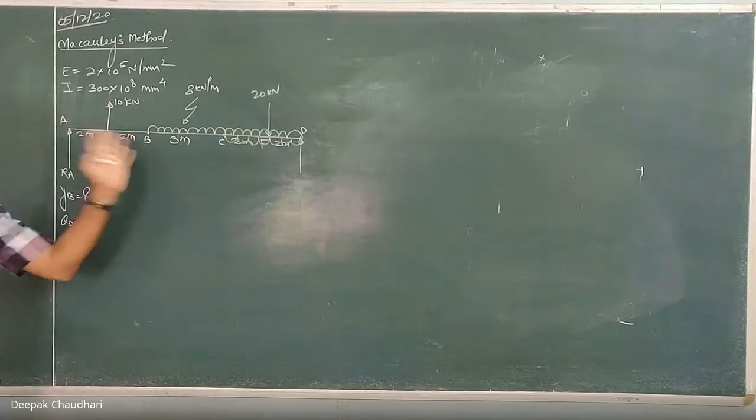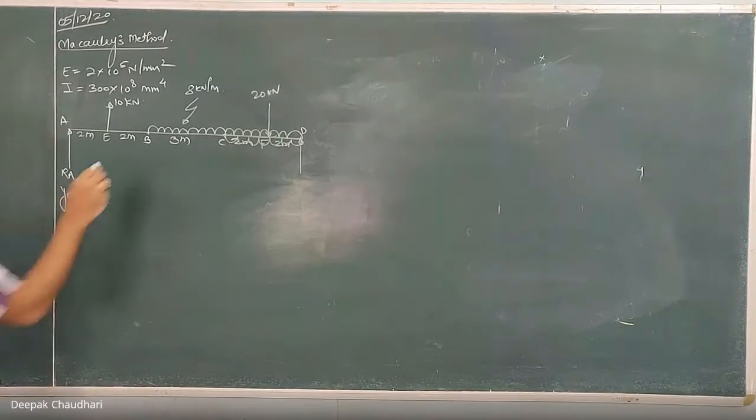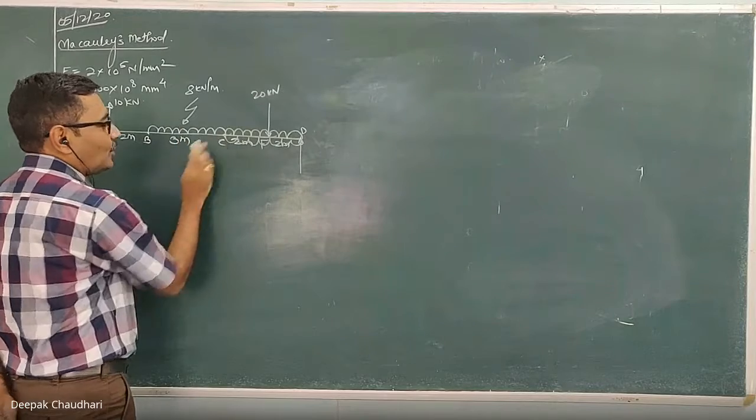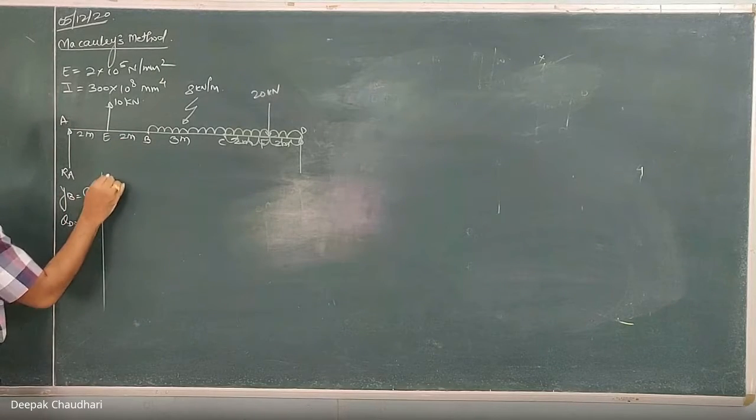Any difficulty over here? Any doubt? So is that clear what you have to do for writing the differential equation for the deflection by using Macaulay's method? What to do if there is a UDL in the intermediate part of the beam? Understood? Okay. Now let's write down the equation of the slope and deflection for this.